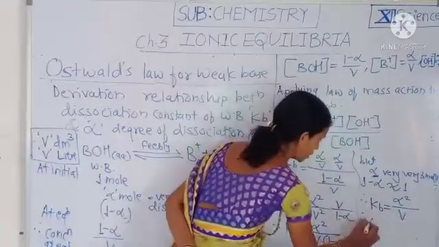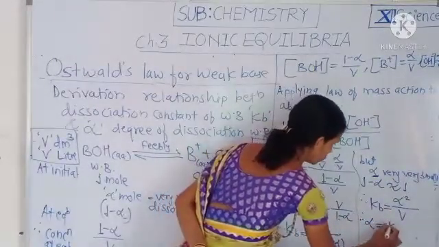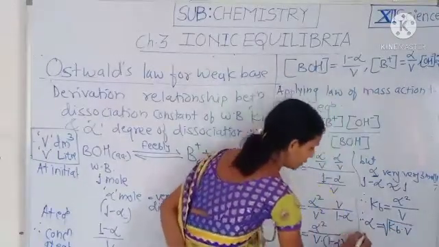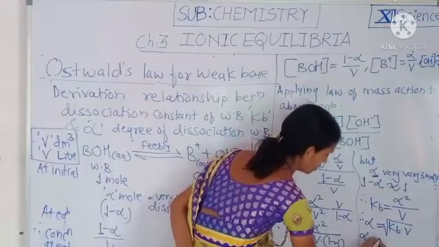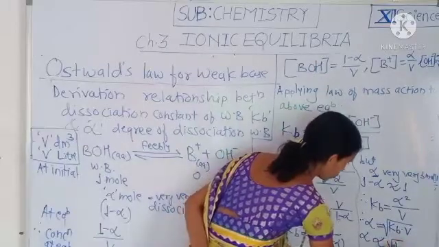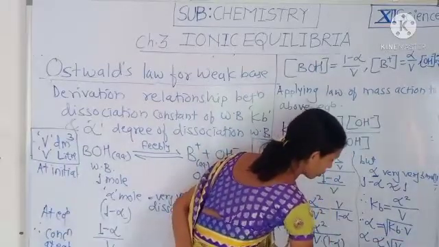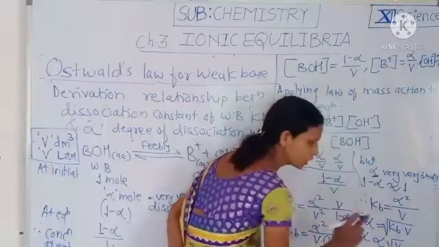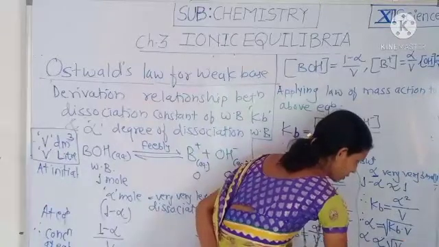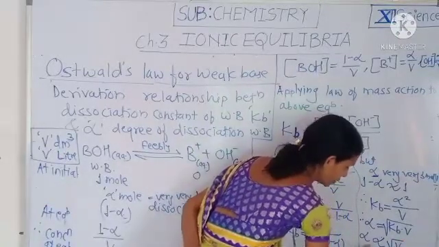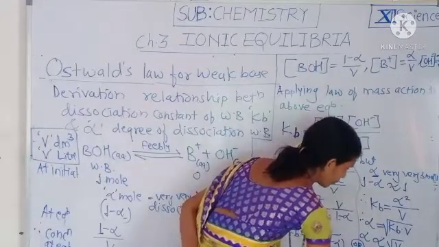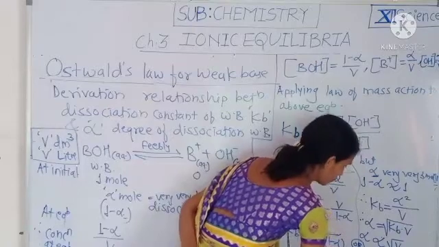Therefore, rearranging this equation, alpha is equal to square root of Kb into V, and therefore alpha, that is the degree of dissociation, is directly proportional to the square root of its dilution, where V is nothing but the reciprocal of concentration. Therefore, alpha, that means degree of dissociation, is inversely proportional to the square root of the concentration C.